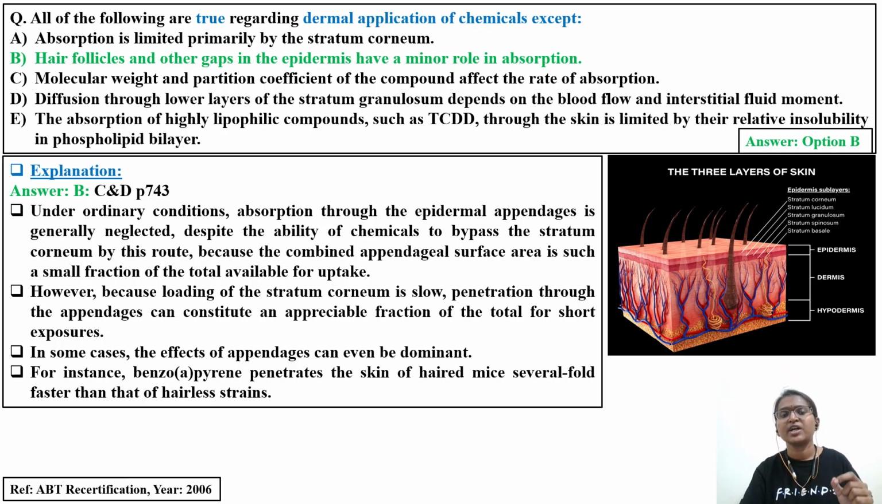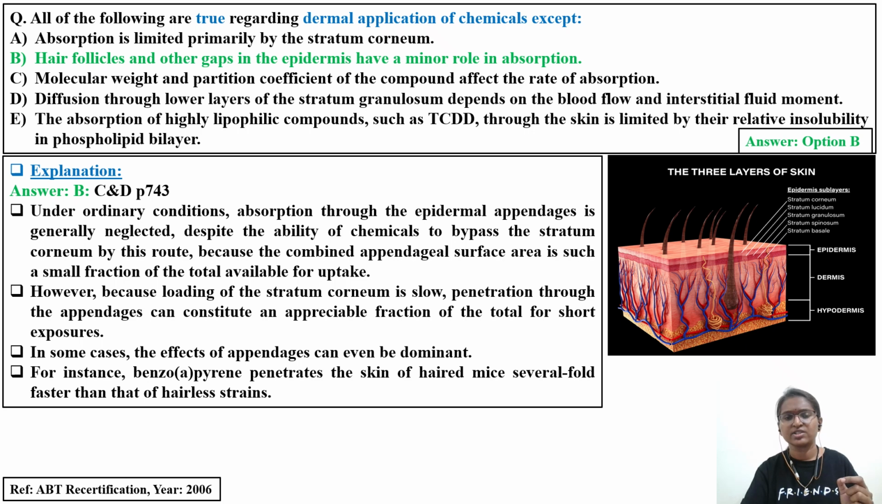Hair follicles and other gaps in the epidermis have a minor role in absorption. So the right answer is this one. Except this one, all the rest of the statements are true. Molecular weight and partition coefficient of the compound affect the rate of absorption. This is very, very important. Lipophilicity, molecular weight: smaller the size of the particle, greater the absorption. So these are important, including partition coefficient.